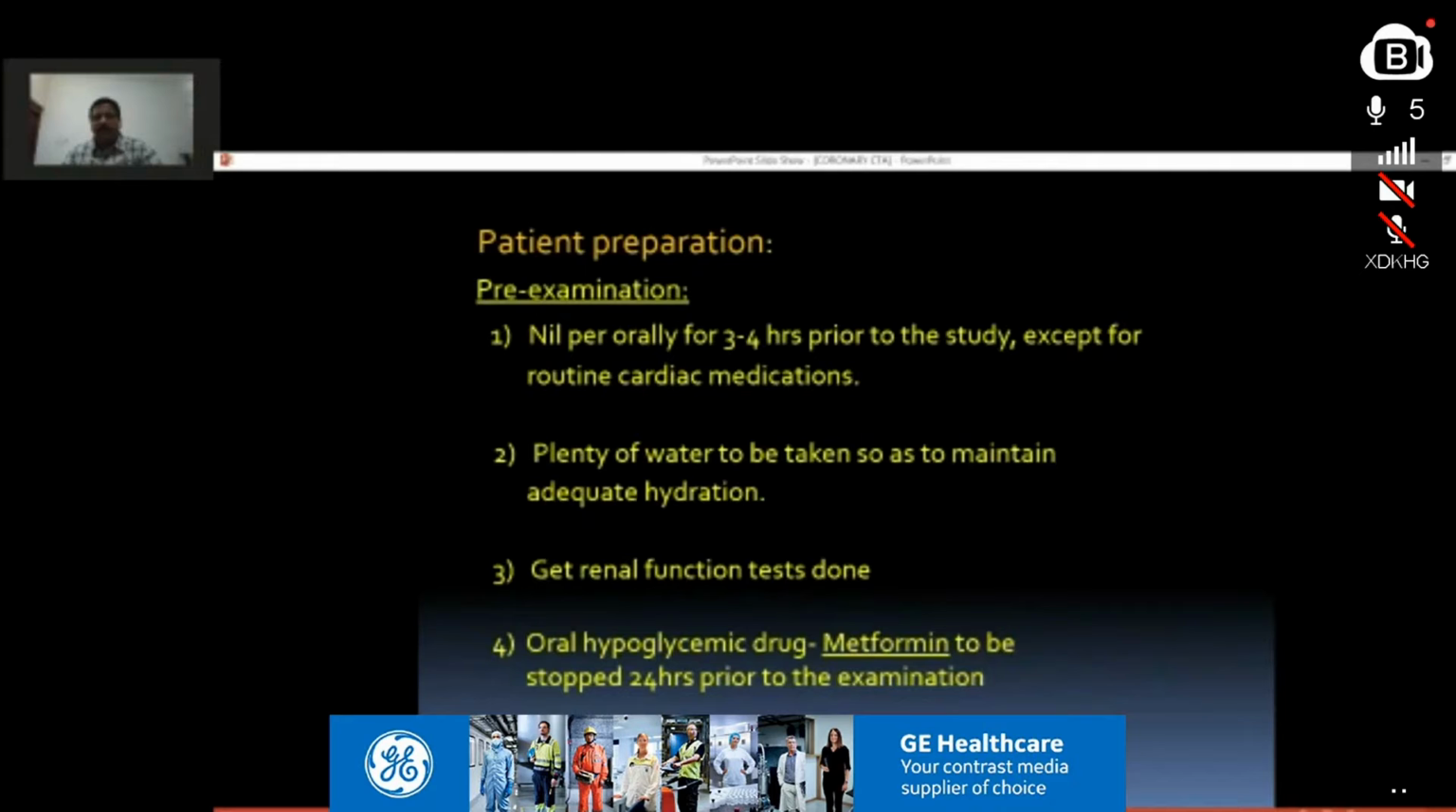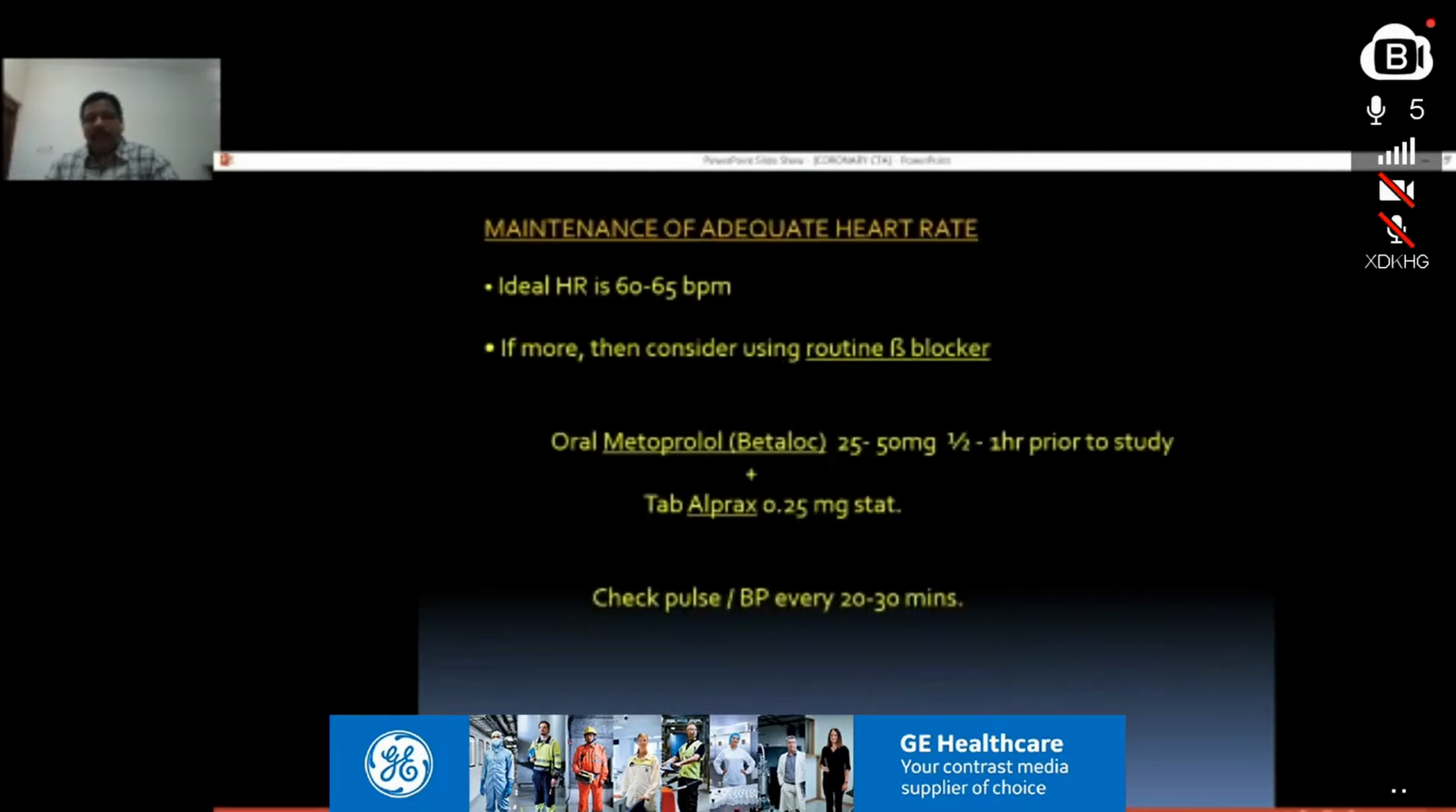Always get renal function tests done and use contrast only if the creatinine clearance is more than 60. There is a special indication that if the patient is on metformin, it should be stopped 24 hours prior to the examination. The ideal pulse rate for a coronary scan is 60 to 65 beats per minute.